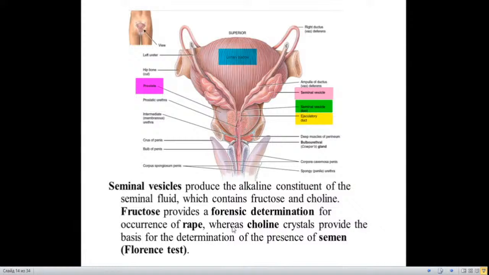And some biochemical features of the secretion of the seminal vesicles can be used in forensic medicine, as it is described here. The secretion of the seminal vesicles is rich in fructose. So fructose provides a forensic determination for occurrence of rape, whereas choline crystals provide the basis for determination of the presence of semen, the so-called Florence test.